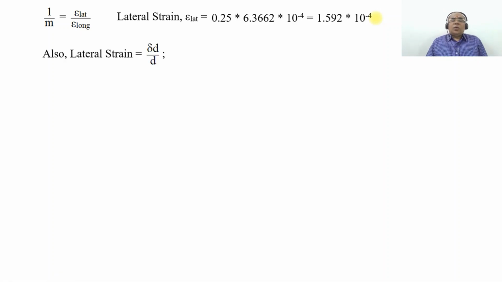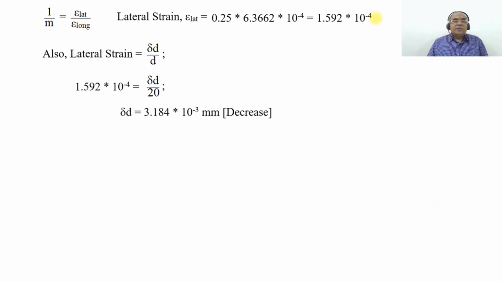Also, we know the lateral dimension here. Since it is a cylinder, it is only the diameter. The lateral strain is the ratio of change in diameter to the original diameter, delta D by D. We know the lateral strain, 1.592 into 10 to the power of minus 4, and the diameter is 20, so delta D by 20. On multiplication, delta D equals 3.184 into 10 to the power of minus 3 mm. Since the load is applied along the length of the member, the lateral dimension will decrease. There will be a decrease in diameter.